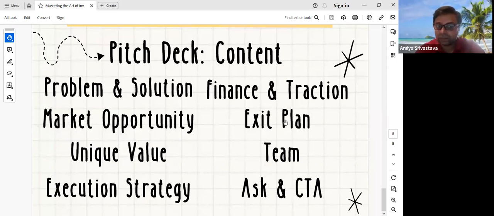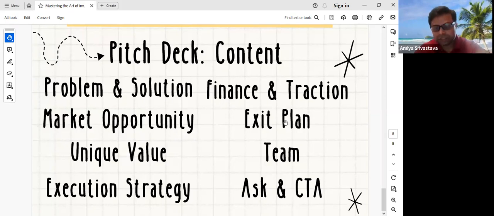It doesn't have to be a part of the primary deck itself, but you can keep this ready as a backup slide, so that if someone asks, you can jump over to this slide and show them, okay, I'm going to do my GTM this way. This is my plan. These are my timelines, etc., etc.